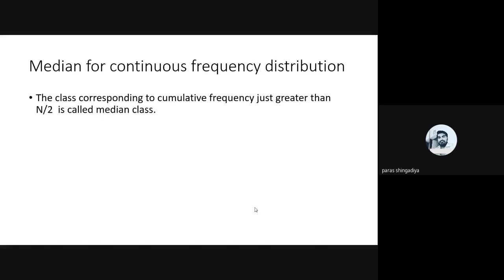Okay, it is a simple one. And now let us use this concept of median for the continuous frequency distribution. The formula of median is equal to L plus h by f in the bracket n by 2 minus C. Here L is the lower limit, h the class width, and f the frequency.